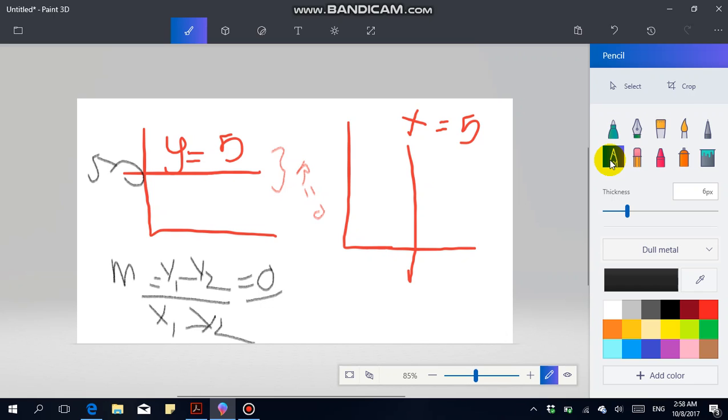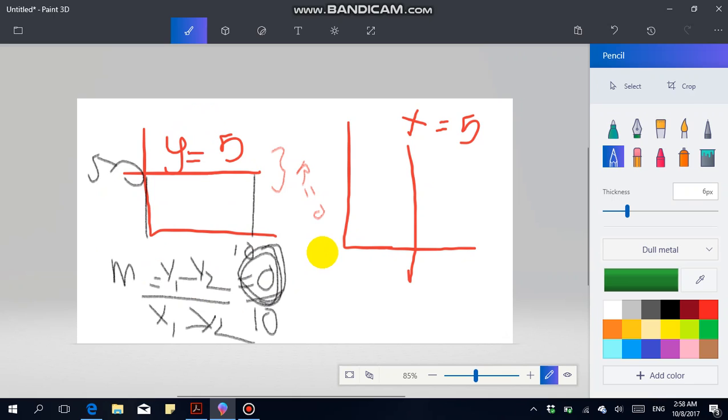There is a change in x, however, because x at this point is 0 and x at this point is, let's say, 10. So there is a change of 10. So 0 minus 10 or 10 minus 0, however you want to put it, that is 0 over 10. But anything over 0, I mean 0 over anything, is basically equal to 0. So the overall gradient of this line is 0. Right? Now let's turn to the second case.